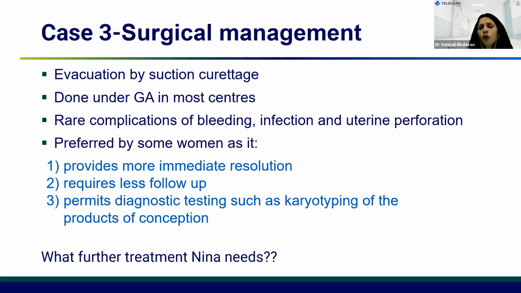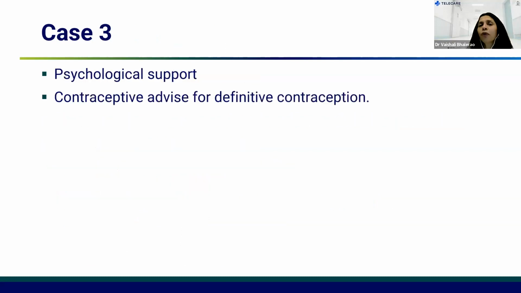So what further treatment? Is giving these, either medical, surgical, or expectant management, enough? No, she does need psychological support, even though it is her choice. Even if she wanted the miscarriage or termination, or even if she was pregnant, she will still need psychological support because it's quite a stressful thing, which I'm sure GPs do very well.